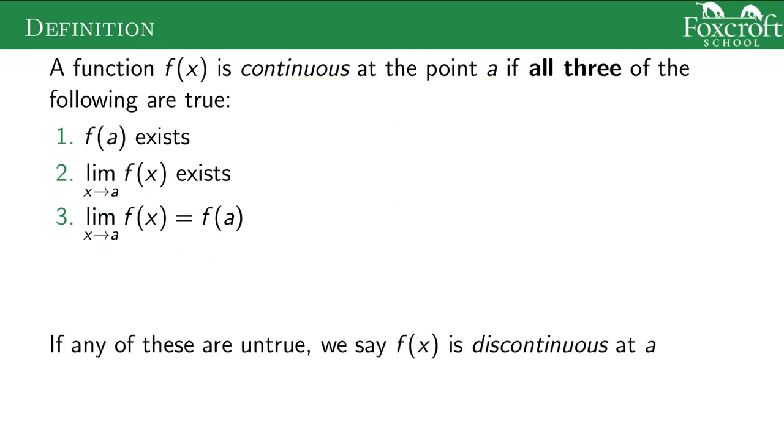If any of these are untrue, it doesn't fit the definition, because the definition needs all three to be true. So if any of these are not true, we say the function is discontinuous at that x value A. If it's not continuous, it's discontinuous.